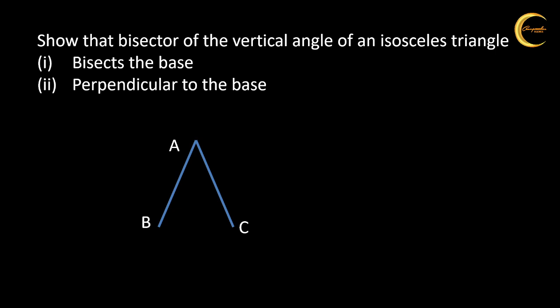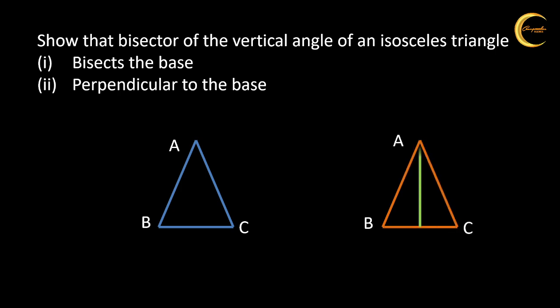So this is A, B, and C. This is a triangle. And this is A and D. This AD is the bisector of the angle. Which angle? This BAC. Okay. So we have to prove that this AD line bisects this BC line.